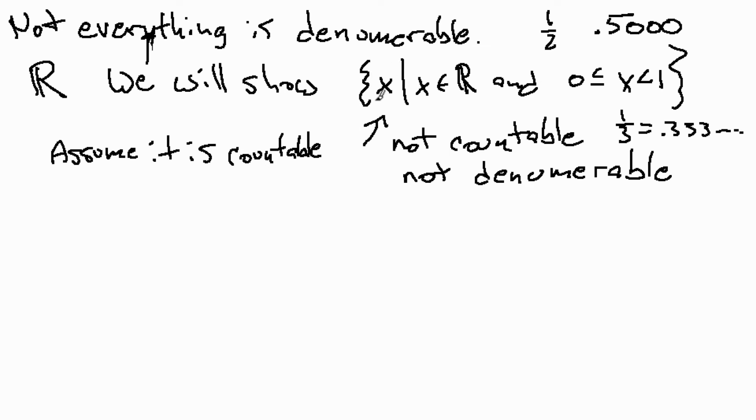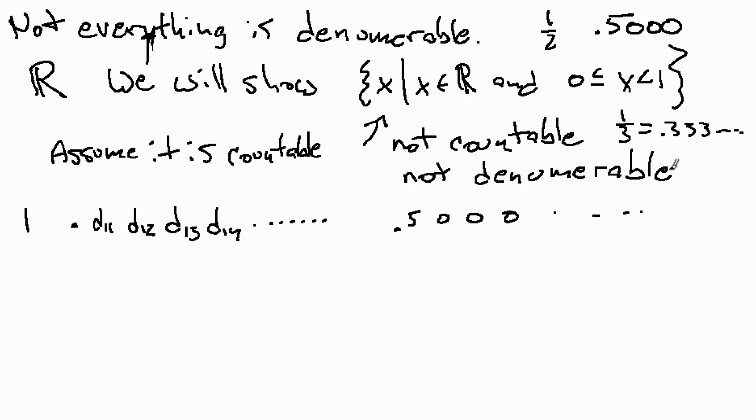So if we assume that it is countable, I want to make a list of these numbers, and I want to write them as decimal numbers. So my first number looks like this. There's a decimal point there, and then there is, I'm going to call it D11, D12, D13, D14, and that goes on forever and ever. For example, if this happened to be the number 1/2, and I don't know if it is or not, then this would be 0.5000, and it would keep going like that. This would be D11, this would be D12, this would be D13, and so on.